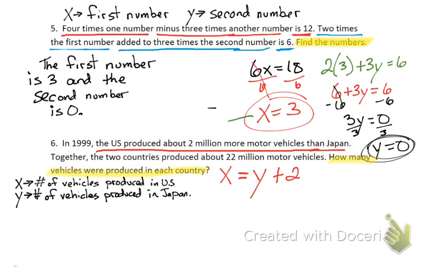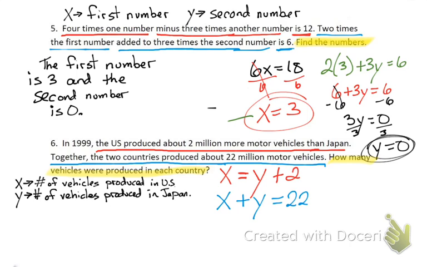Now, the second equation says together the two countries produced about 22 million motor vehicles. So that means the amount the U.S. produced plus the amount Japan produced equals 22 million. So there are your two equations.